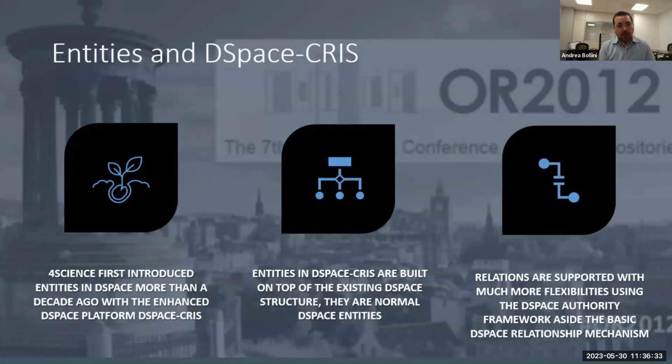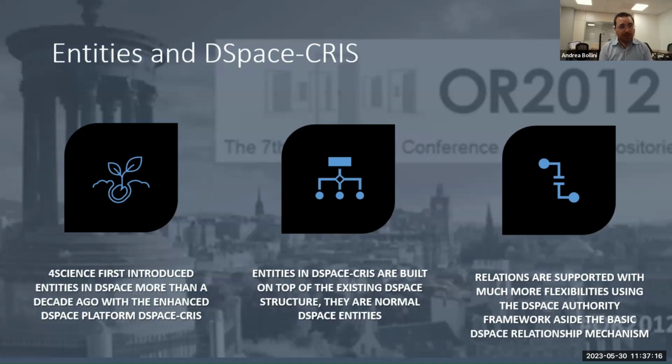So, what is the relation among entities in DSpace and in DSpace-CRIS? Well, 4Science started to talk about entities more than 10 years ago. DSpace-CRIS is the enhanced version of DSpace that we have supported since 2010. It introduced from the start the concept and features to support the need to contextualize information, so to provide, aside from the publication, also records for, again, author, organization, project, funding, and so on.